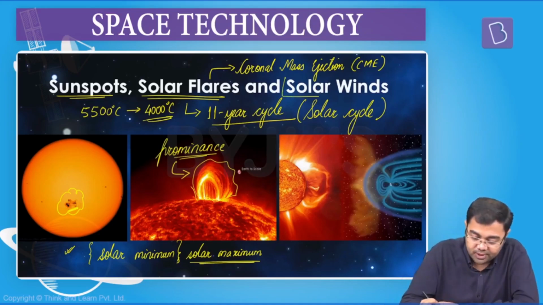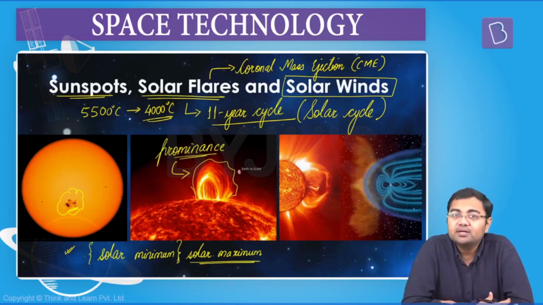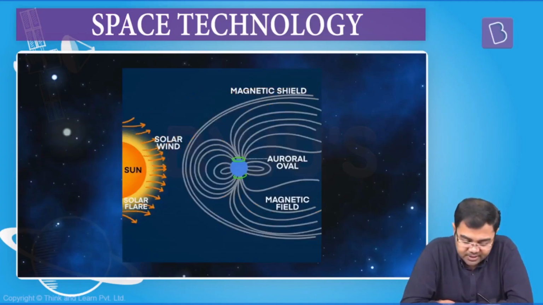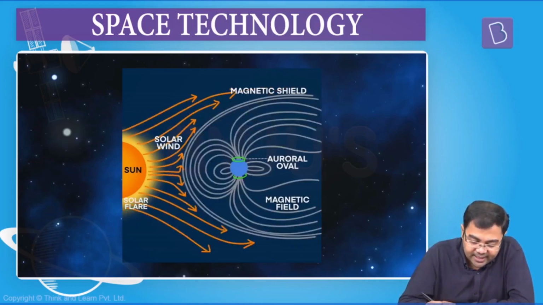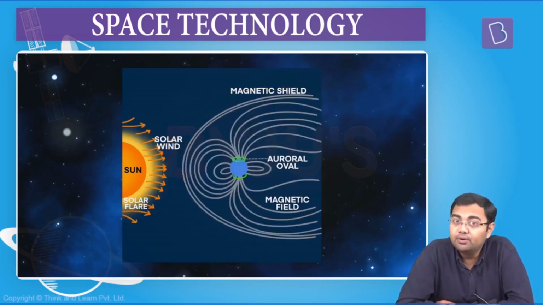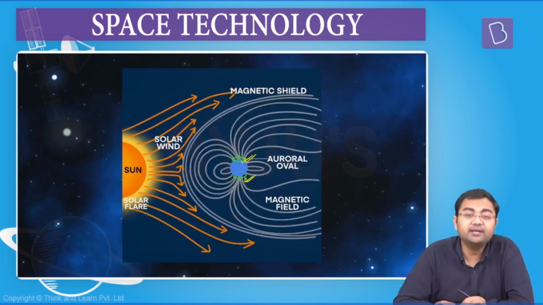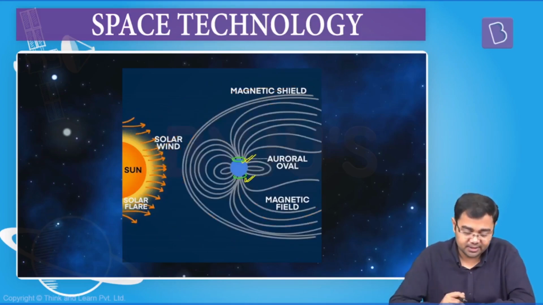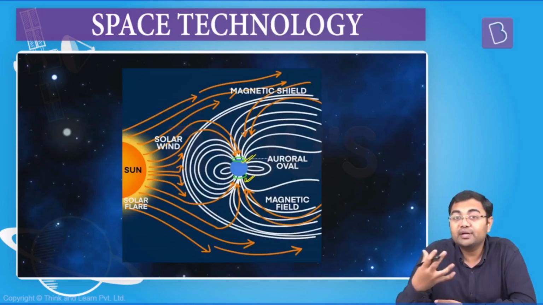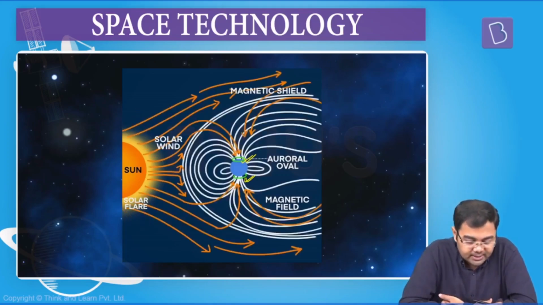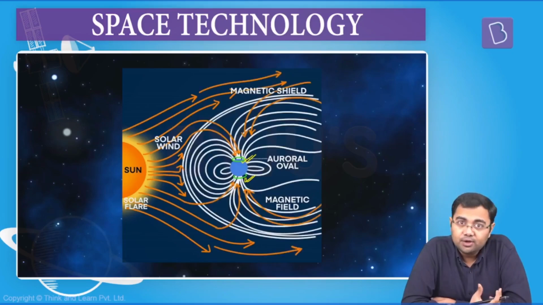Then lastly, you have solar winds. Solar winds are nothing but huge magnetic winds that take off from the sun. For example, if you look at this particular picture, this is what solar wind is. Solar winds originate from the sun and they can actually interact with the magnetic field of the earth as well. Because even our earth has a north pole and a south pole, and we know that earth also is magnetic in nature. So solar winds, which are magnetic storms coming from the sun, can interact with the magnetic field of the earth. And when they interact, there are some distortions which can happen in the electromagnetic communications.